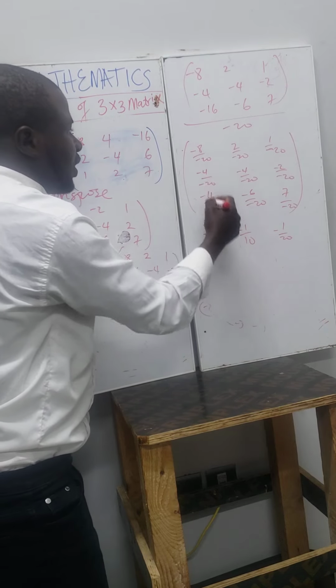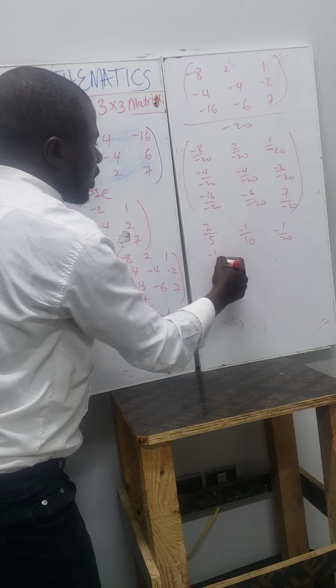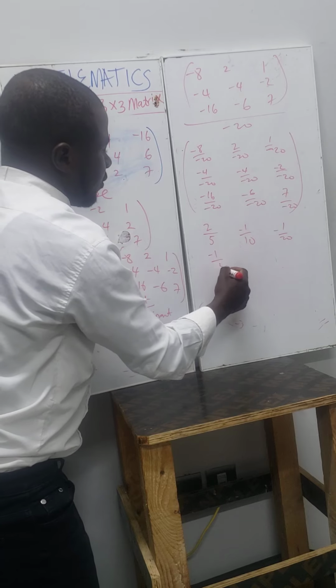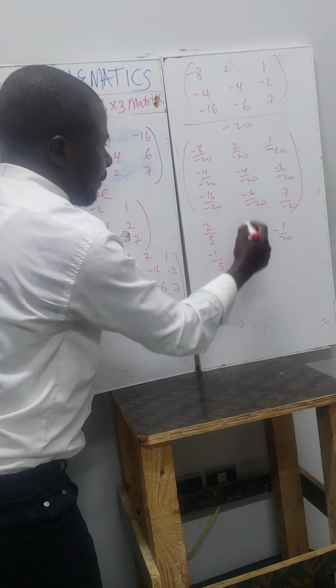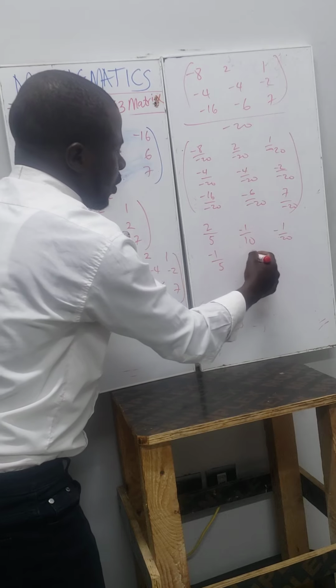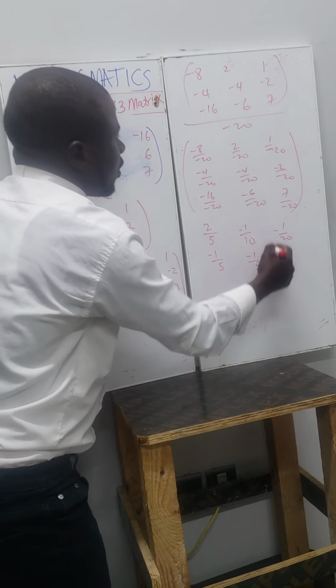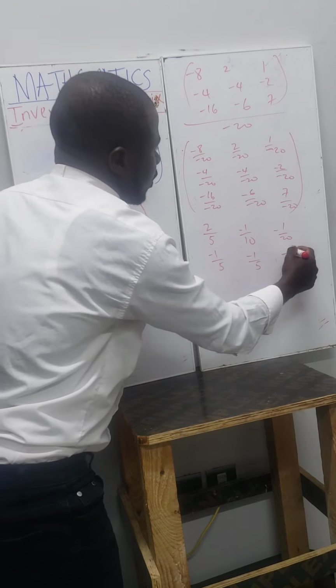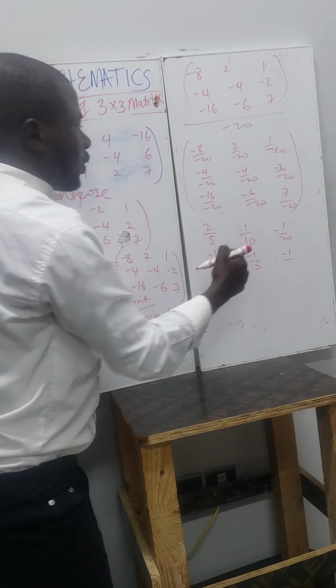Then what is common here? 4 is common. We have minus 1 divided by 5. Then what is common? 4 is still common. Minus 1 divided by 5. What is common? 2 is common. Minus 1 divided by... Okay, sorry.